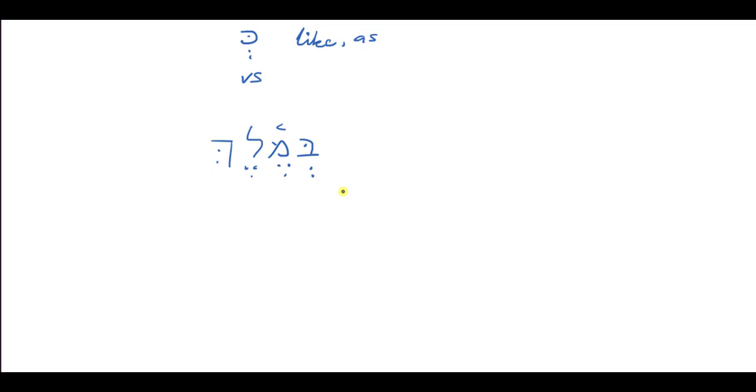You will never see an inseparable preposition hanging out with some distance between the preposition and the word to which it belongs. If you ever see that, what it simply means is that some poor first-year Hebrew student didn't write it properly.